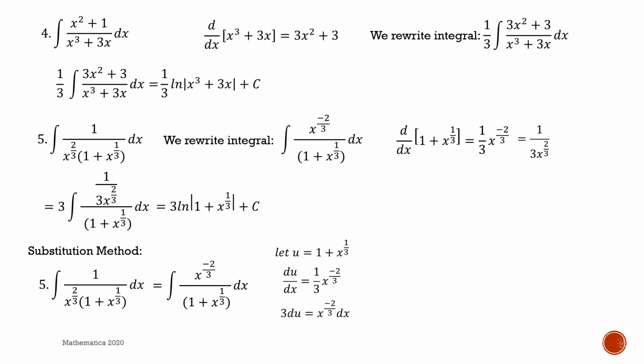Now remember what I need? I need x to the negative 2/3 dx, which is simply 3 du. Fantastic. Now it's 3 times the integral of 1 over u, and we already know what the antiderivative of 1 over u is. So simply 3 times the ln of the absolute value of 1 plus x to the 1/3 plus my constant. Same answer, different technique. One just simply doing it logically, and the other one using the substitution method.